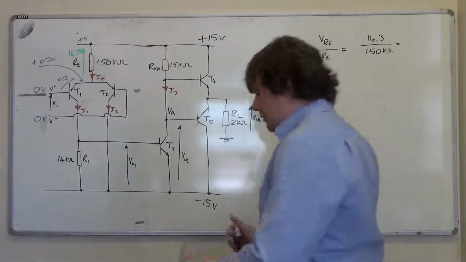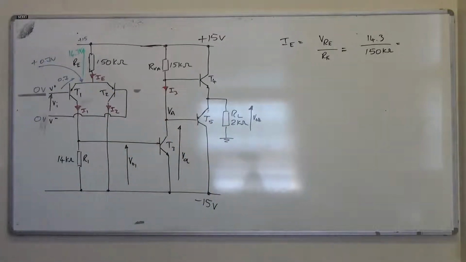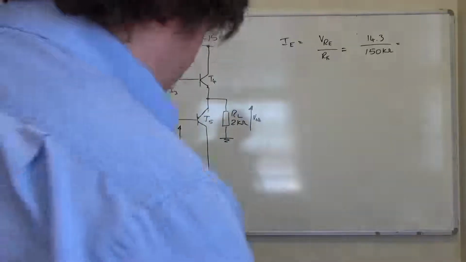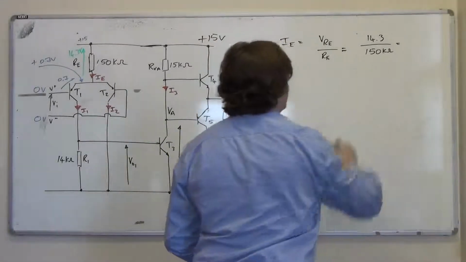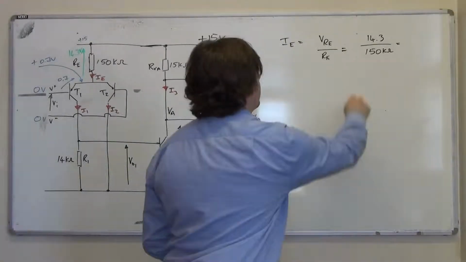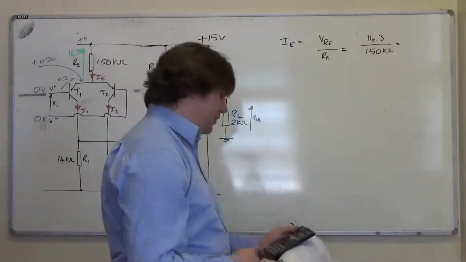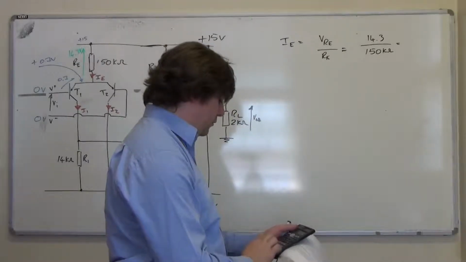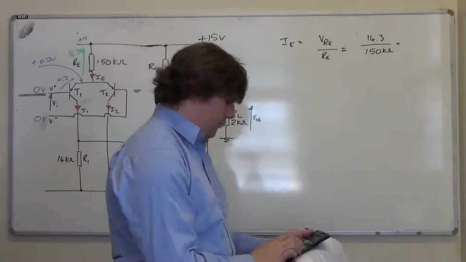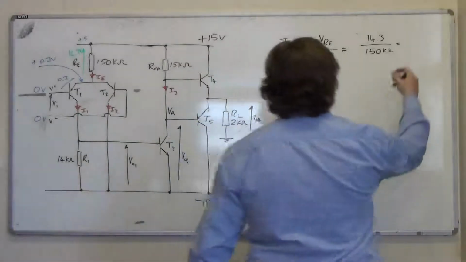And if you've got a calculator to hand, or if you can do it in your head, even better. You should be able to get a decent estimate in your head, because this is about 150 E3, that's 15 E1, so you can do it if you want to, but just to be accurate, just about 100 microamps or so, 95.3 microamps.